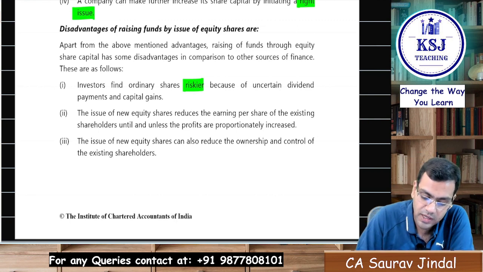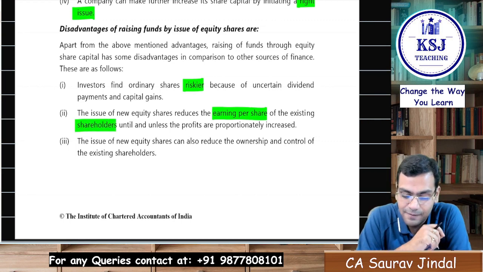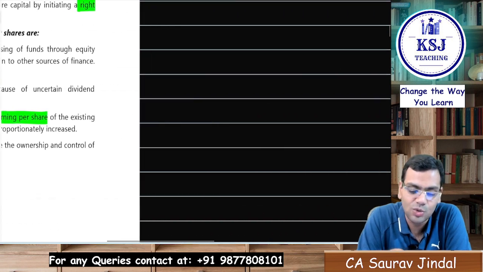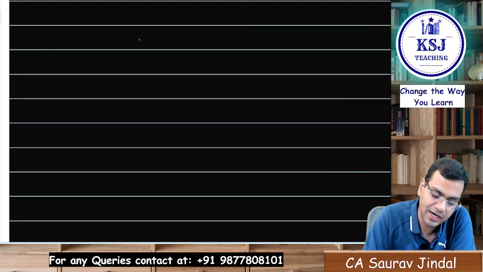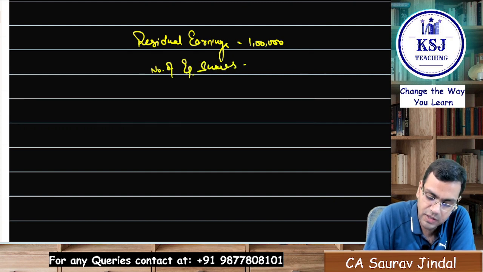The issue of new equity shares reduces the EPS, earnings per share, of the existing shareholders. Now this is interesting. He says, what will happen, sir, if you issue new shares? For example, currently you have the residual earnings of, let's say, 1 lakh rupees, right? And the number of equity shares are 10,000. So what will be the EPS here? The EPS here will be 10 rupees.